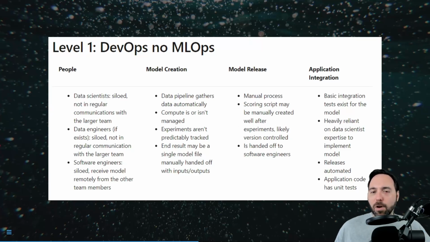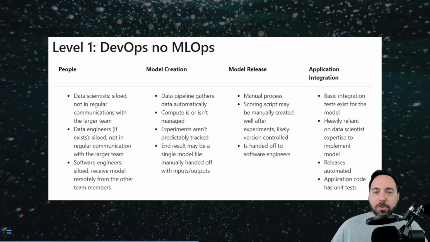Where we see some growth is we're getting some integration tests. The application developers are writing tests. They're trying to understand the process a little bit better. We still rely on the data scientist to explain what's happening, but at least we're releasing automatically. We're getting into CI/CD for the application code.